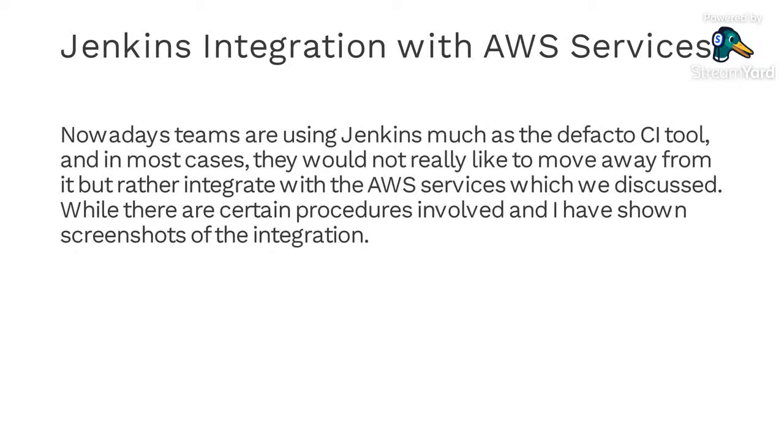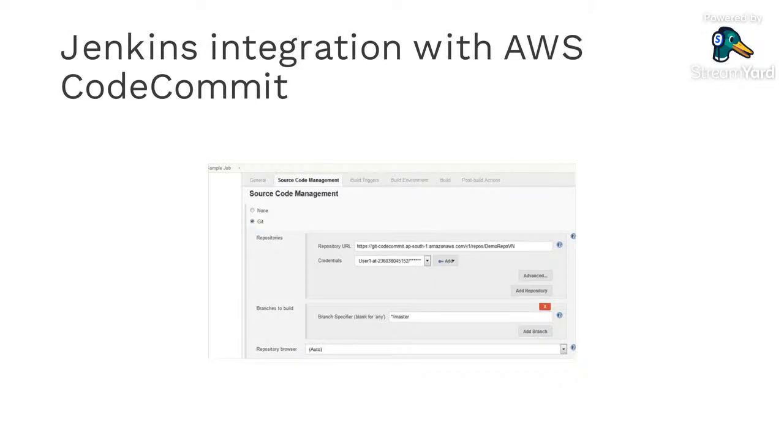which we already discussed. While there are certain procedures involved, I want to explain that procedure here with the help of a screenshot. In future, I will try to create some scenario also, a lab session I will take, but right now, with the help of a screenshot, I will try to explain how we can integrate Jenkins with the AWS services. So let's go to the Jenkins UI first.